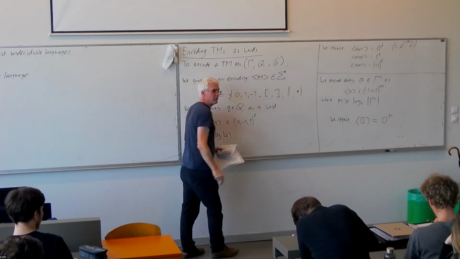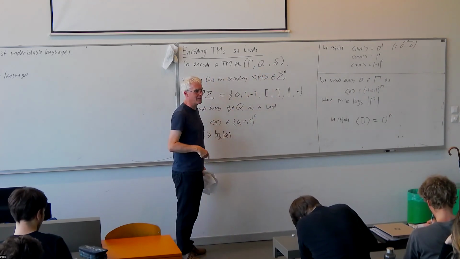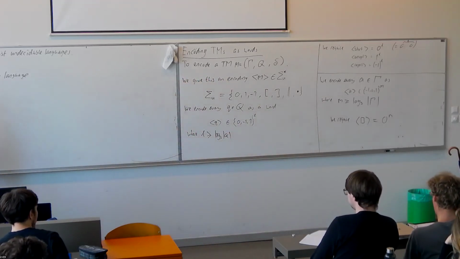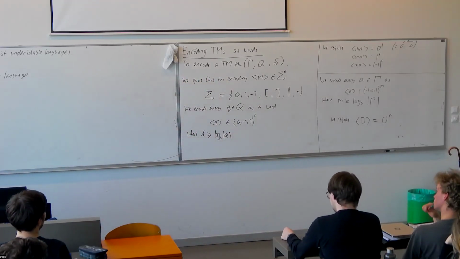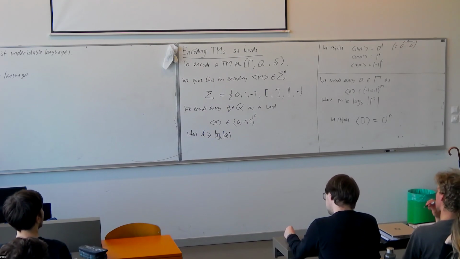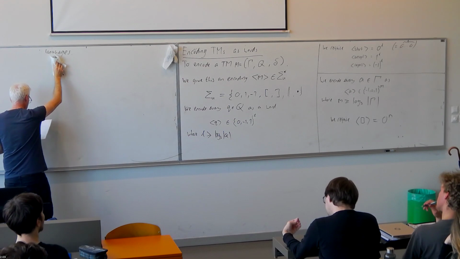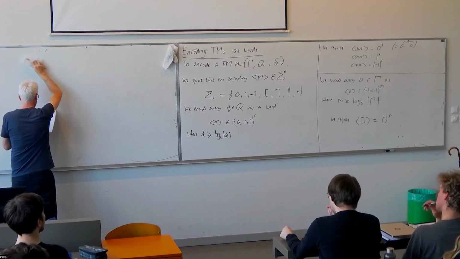Okay, so we've already encoded the gamma and the Q. So we've only got the delta left to deal with. Of course, that's the complicated part of the Turing machine, what the transition function is. Let's do that. And this is where we're going to use a lot of the punctuation. All of it, in fact.